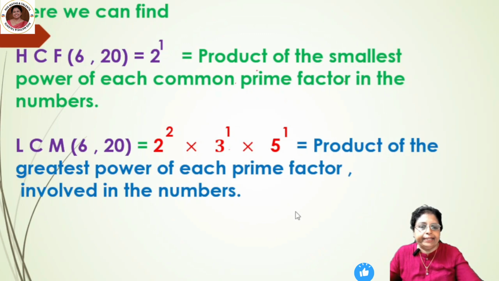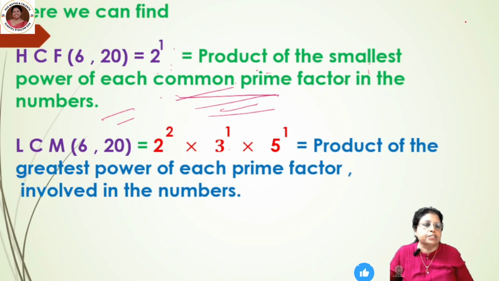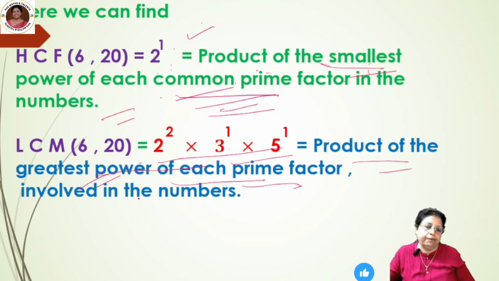So here we can find that the HCF of 6 and 20 is 2 raised to 1, that is the product of the smallest power of each common prime factor in the numbers. So we are taking common prime factors and the smallest power of it. That is HCF. Then LCM means the product of the greatest power of each prime factor. Take each prime factor and take the greatest power, then you will get 60. I think you understood this.